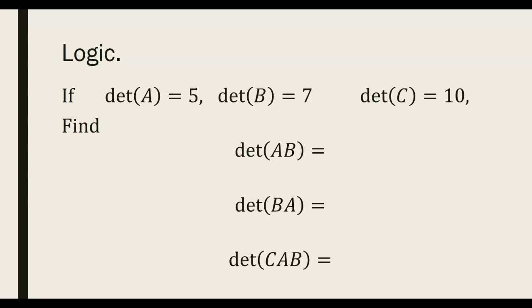We have the determinant of A is 5, of B is 7, C is 10. So it says we want to find the determinant of the product of A and B, the product of B and A, and then the product of C, A, and B. So I want you to use the product rule on the determinant, the multiplication rule of determinants, to find those determinants. Go ahead and push pause on the video.